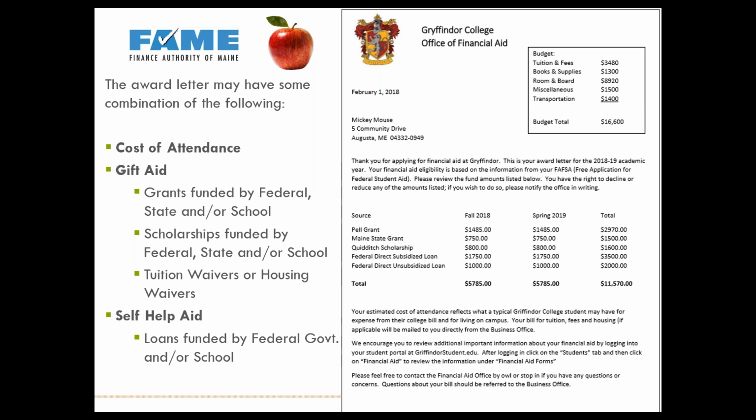But again, it's important to know that there's two types of aid: the grants and scholarships. If there were tuition waivers or housing things, anything that's kind of free money, generally listed first, and then the self-help is listed after.